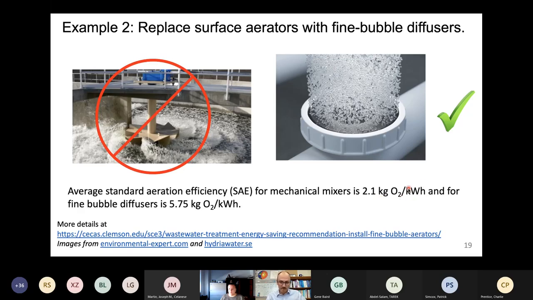In other words, for every unit kilowatt hour of electricity that I spend, I can get 2.1 kilograms of oxygen into the water. But if you look at this fine bubble diffuser over here, the oxygen efficiency, or the aeration efficiency, is 5.75 kilograms of oxygen for every kilowatt hour. So in other words, you're getting more than double, almost 3 times the amount of oxygen into the water per kilowatt hour with the fine bubble diffusers than you are with the surface aerators.